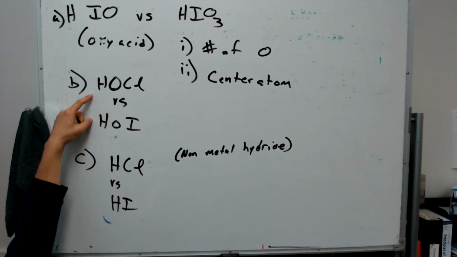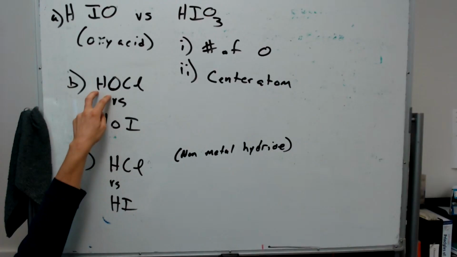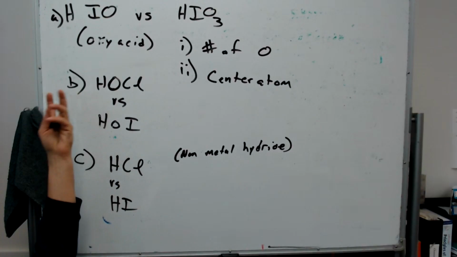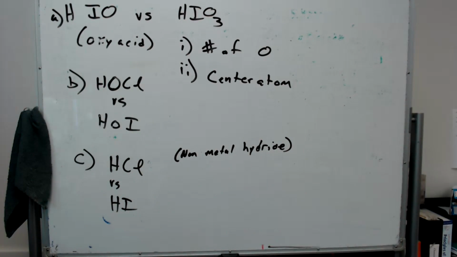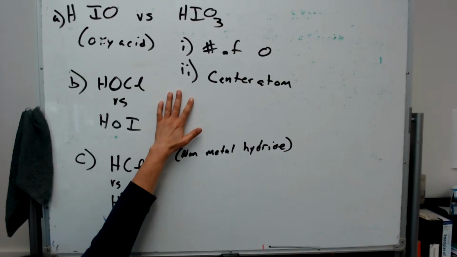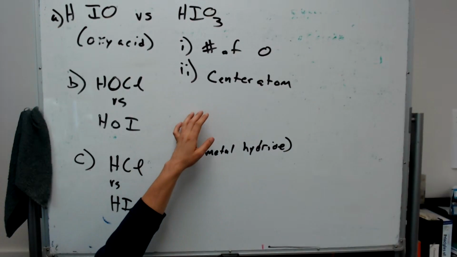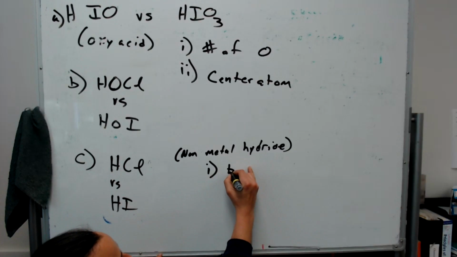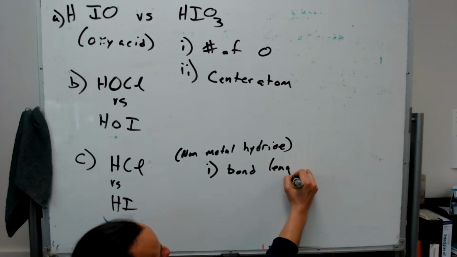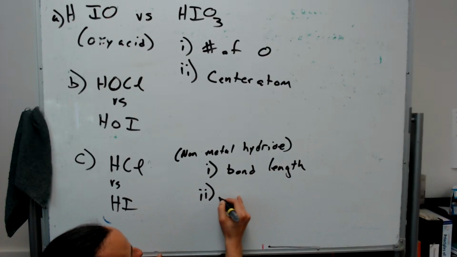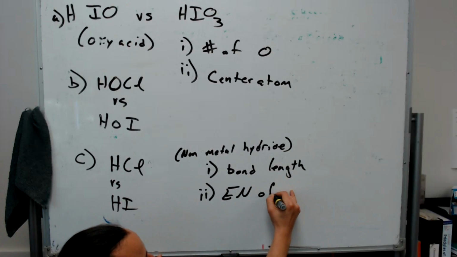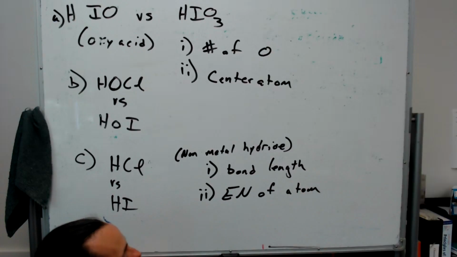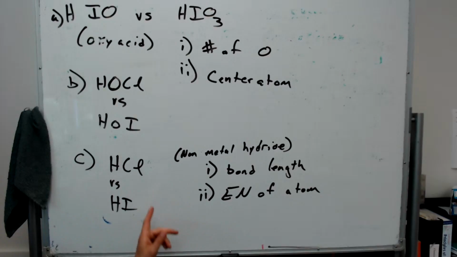In our oxoacids, we're always looking at an oxygen-hydrogen bond length, and so that bond length is the same for all of them. Since that bond length is the same for all of them, all we're caring about is the electronegativity. In counting the number of oxygens and looking at the central atom, we're just looking at the electronegativity. But when we go to nonmetal hydrides, we actually have a bond length difference and an electronegativity difference. So we're looking at the bond length and the electronegativity.